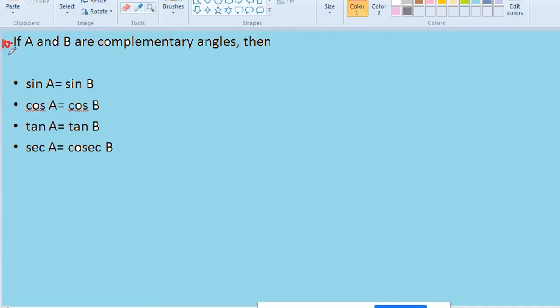Let us discuss the last problem of this Google form. 10th question. If A and B are complementary angles, then. We know that sine complementary angle is cos, but they have given sine. So this is ruled out. Cos complementary angle is sine. This is also ruled out. Tan and tan will not be complementary to each other. But secant complementary angle is cosecant. So the correct option is secant A is equal to cosecant B.